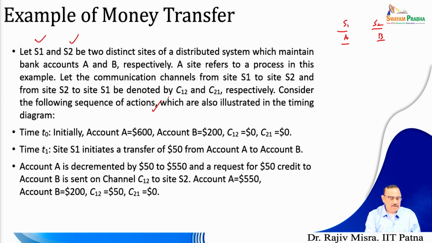At time t0, initially account A has $600 and account B has $200, and the state of the channel from 1 to 2 is 0 and the channel from 2 to 1 is equal to 0. Now, at time t1, site S1 initiates a transfer of $50 from account A to B. Then in that case site S1 initiates, so account A is decremented by $50.